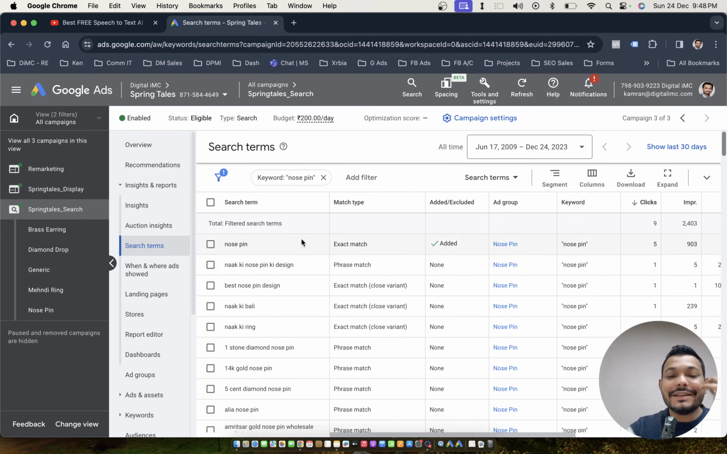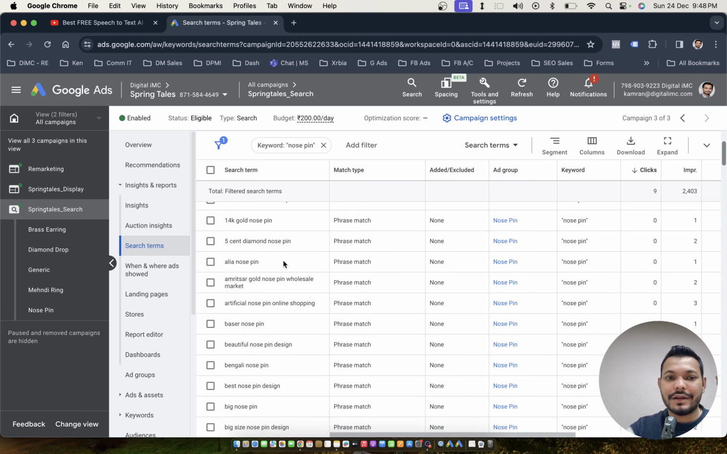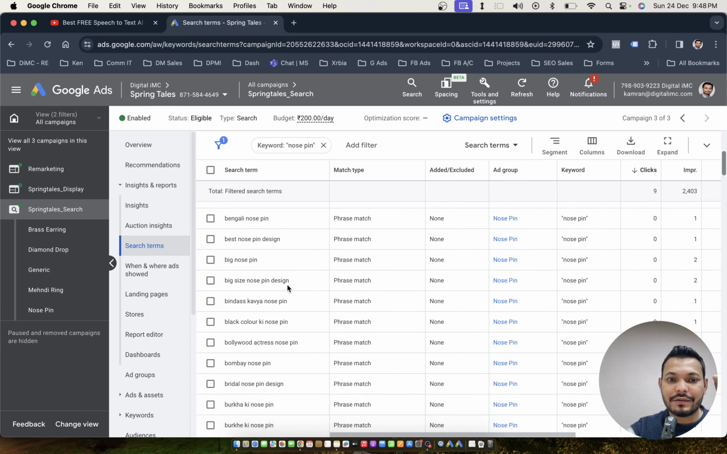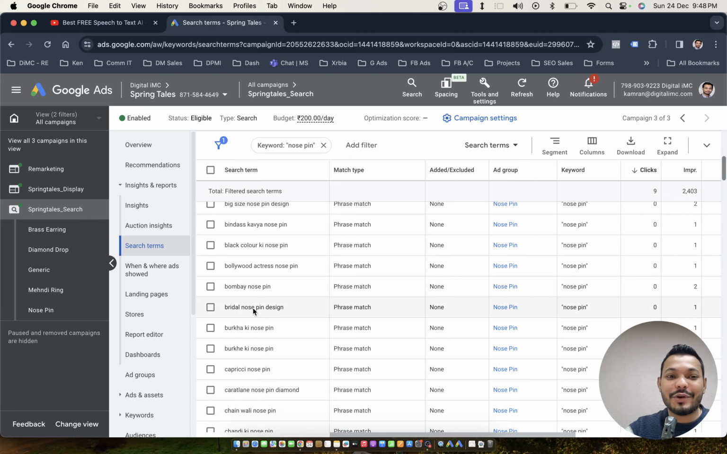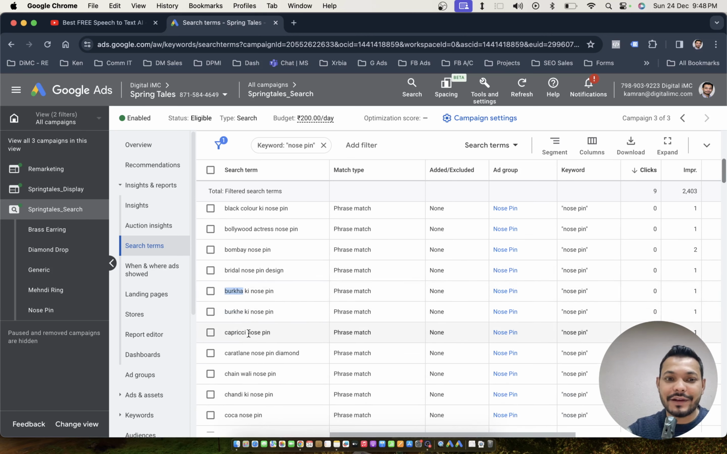Now, when someone has seen my ad due to this keyword nose pin, they actually typed things like nose pin, naak ki nose pin ki design, naak ki bali, naak ki ring, and then bezel nose pin, and then Bollywood actress nose pin. Of course, we don't want to show the ad to someone who is looking for a Bollywood actress nose pin. Neither do we want to show the ads to people who are looking for Bombay nose pin, bridal nose pin, or burqa ki nose pin. Oh my God, we have a lot of irrelevant searches.